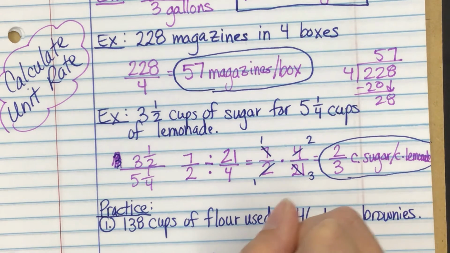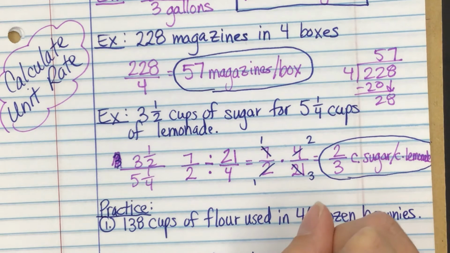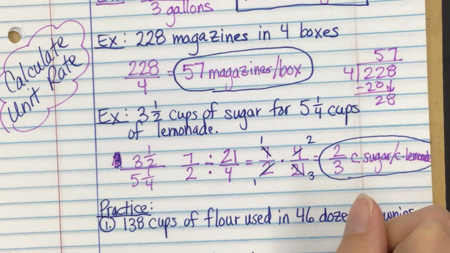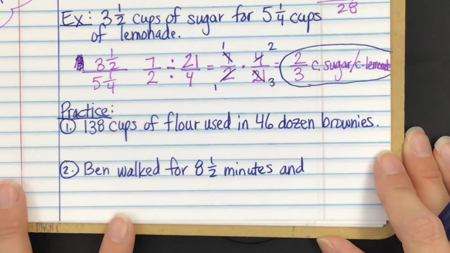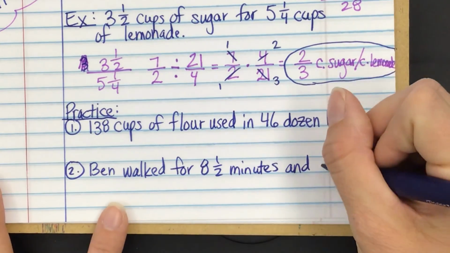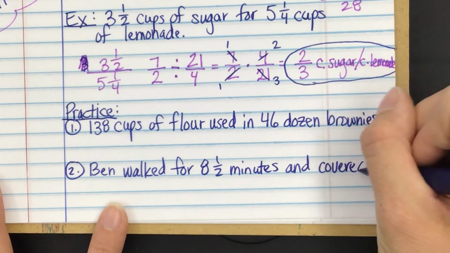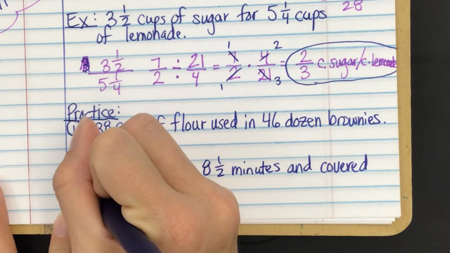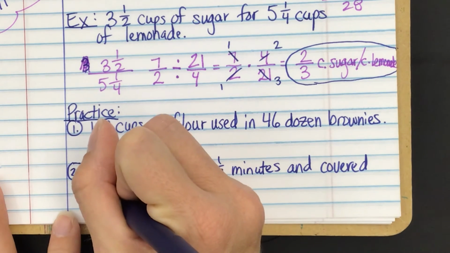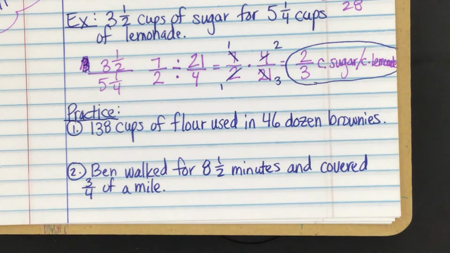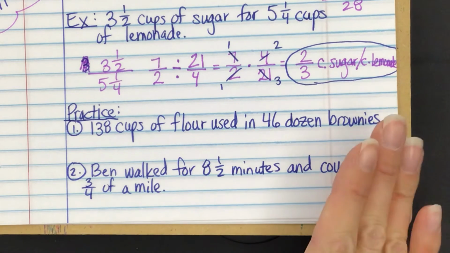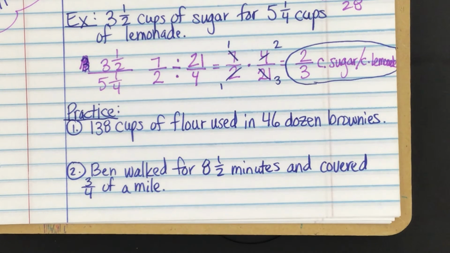And then Ben walked for 8.5 minutes. Oh, I'm sorry. Here, let me pull it up. And covered 3/4 of a mile. Okay. So you're gonna need to find how many minutes per mile. So try to do those pretty quickly because I wanna make sure we get to a couple money examples before you guys have to leave.